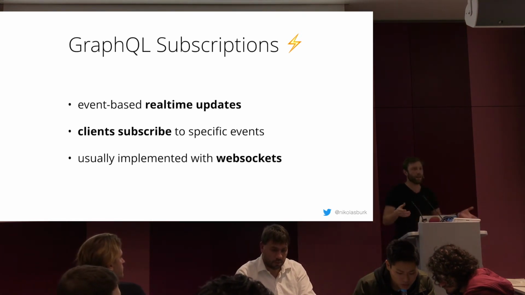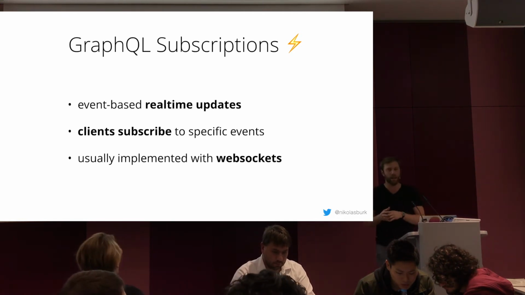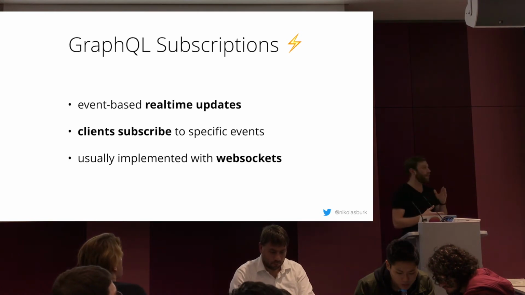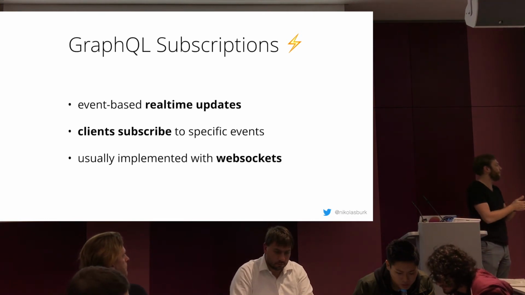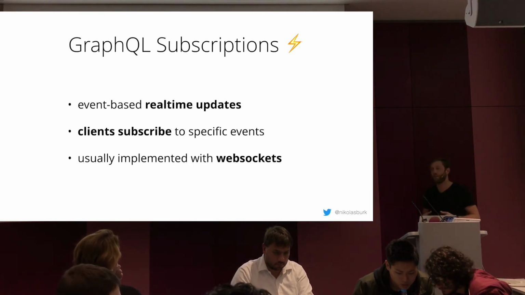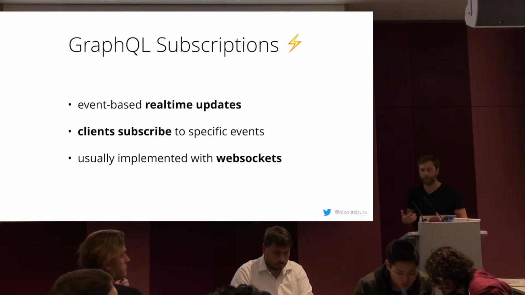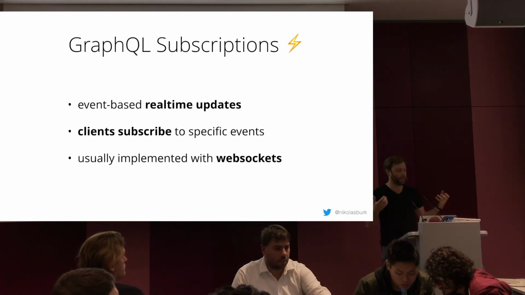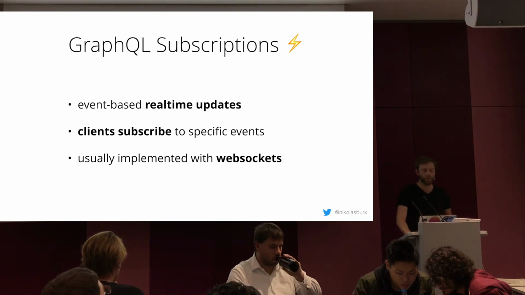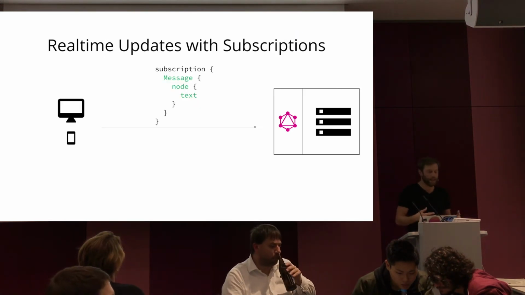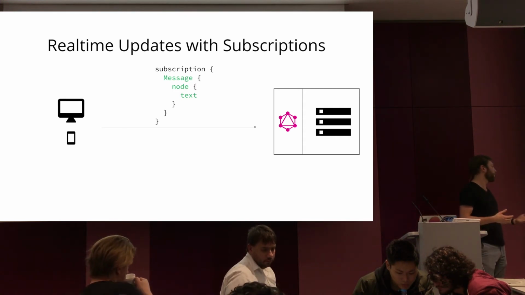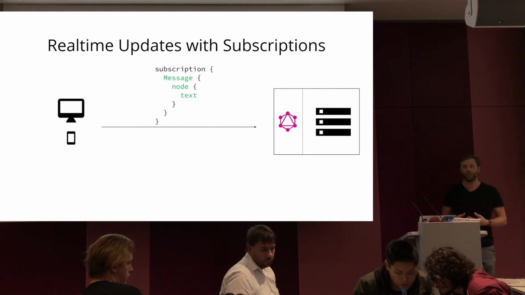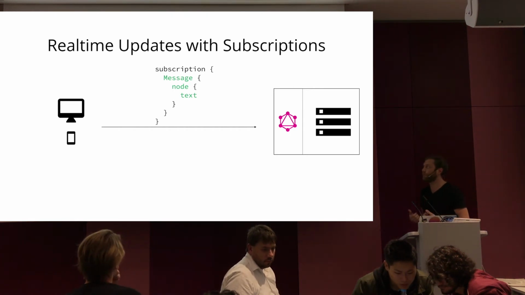They work in the way that the clients need to subscribe to specific events that can happen in the backend, and then whenever that event happens, the server is going to push the related data, the data that's related to that event, to the client. They're usually implemented with WebSockets, which give you a steady connection between the client and the server. So let's take a look at an example. What's nice about subscriptions as well is that they follow the same syntactical structure as queries and mutations. So you don't have to learn a new syntax to be able to use them.